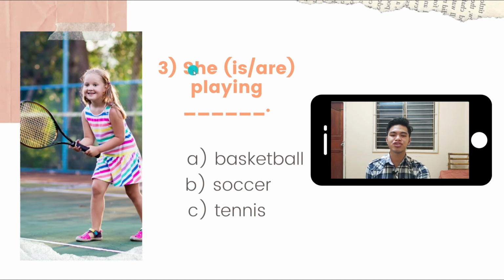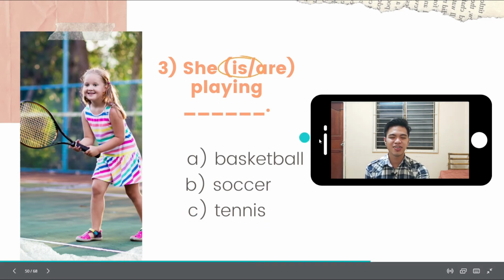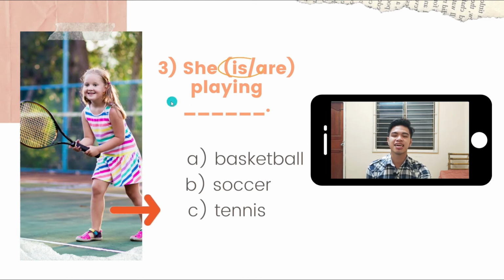Number 3, we have she, is, or are playing blank. So, is it going to be is or are? Okay, the girl is only one, so we're going to use is. Very good. She is playing blank. And then what is she playing? Is it A, basketball, B, soccer, or C, tennis? Good job. The correct answer is letter C, tennis. She is playing tennis. The girl in here is playing tennis.